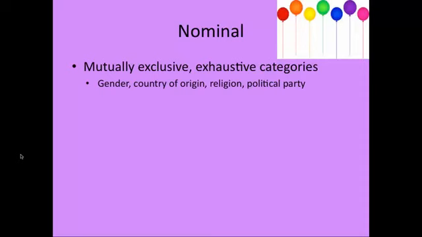If you think of the word nominal, it refers to name. So we can think of nominal variables as those in which the focus is the name itself and not any quantitative value associated with the name.